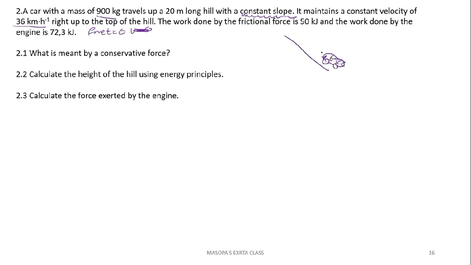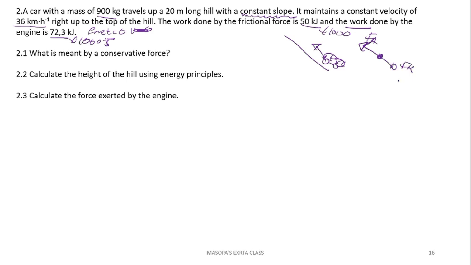Let's go up a hill, and then they say that the work done by the Fk is 50 kilojoules. That means we need to convert it to joules. How are you going to convert that? You're going to multiply by 1000. And the net work done by the engine there is 72.3 kilojoules. Therefore we're going to multiply by 1000 so that you have joules in correct SI units. And they're saying that this car is being pulled by the force of the engine, right? So we're going to have the force applied, and we have what?